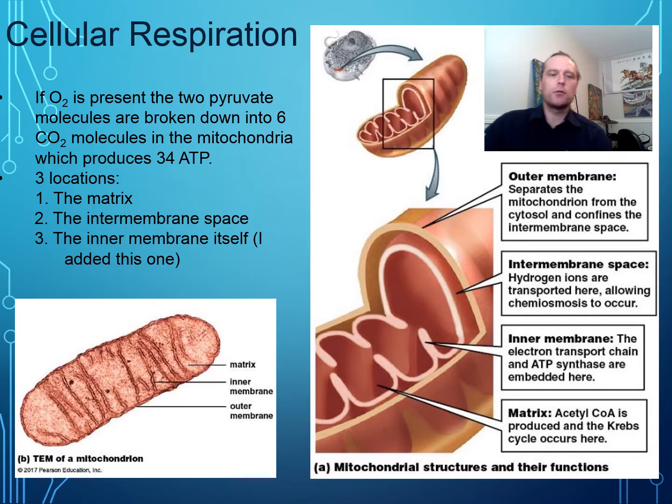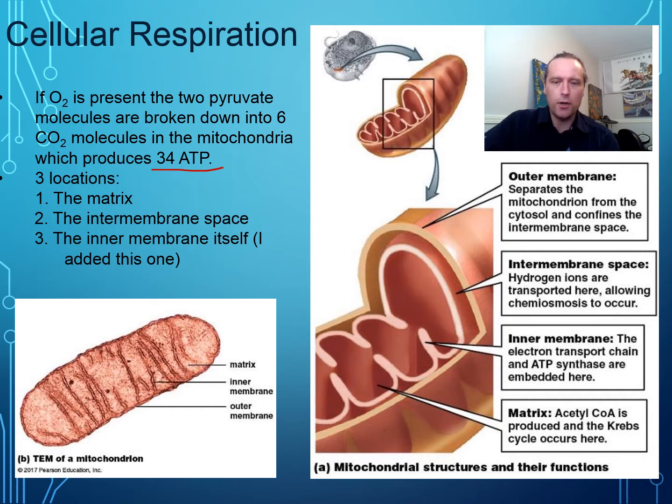Moving on to cellular respiration. If oxygen is present, these 2 pyruvate molecules are going to be broken down into 6 carbon dioxide molecules. We know that's one of the byproducts. And that's going to happen in the mitochondria and will produce a high yield of ATP, or 34 specifically. 3 locations we need to now be super solid on where they are.